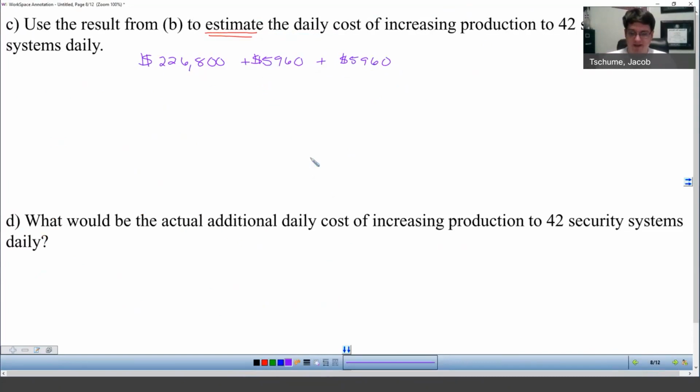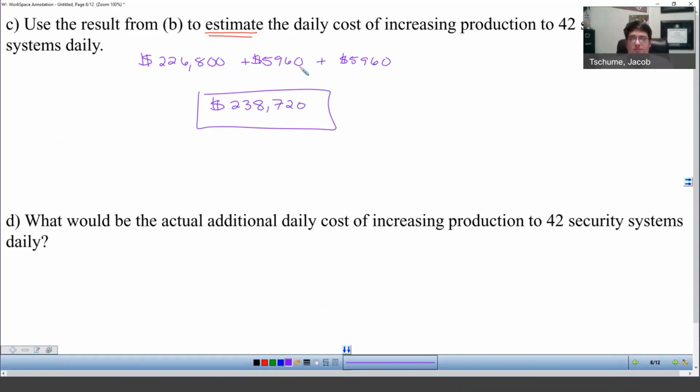And if I add these up, this gives me an estimate cost of making 42 security systems to be $238,720. Is that the exact cost? Probably not, but we're using our marginal value from part B to get an approximate number that it might be.